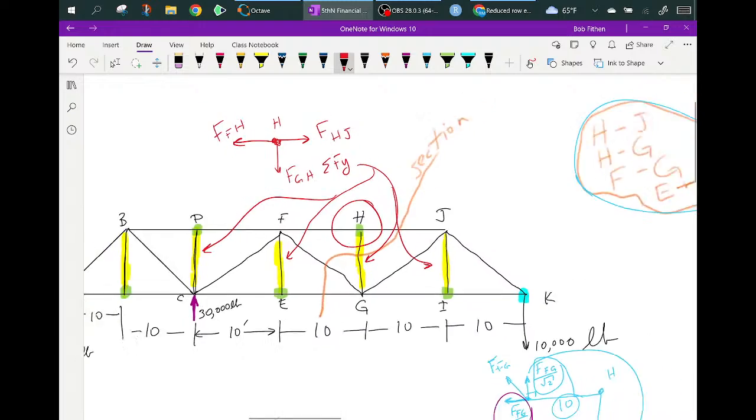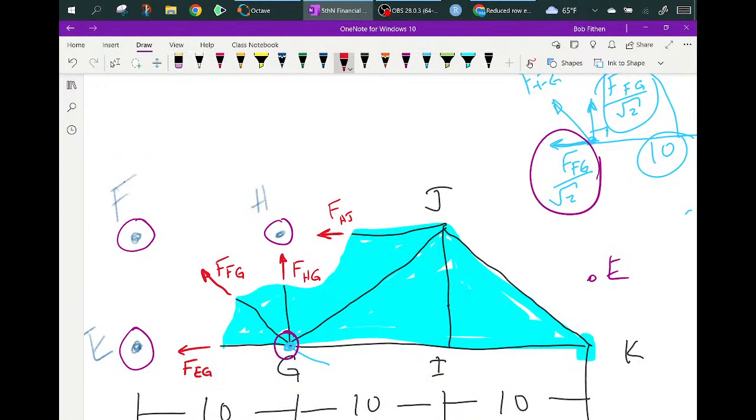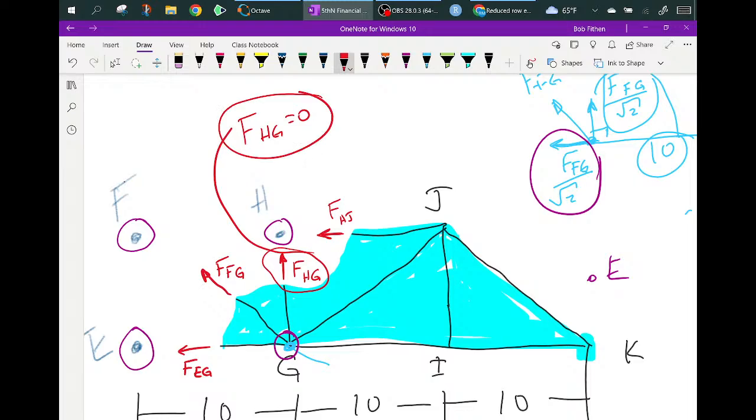So in effect, if I go in here and ask how do I accomplish this? Well, I can take that and put in a new equation here: FHG equals 0. See what happens.